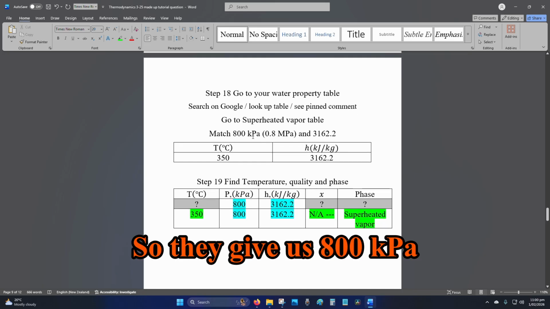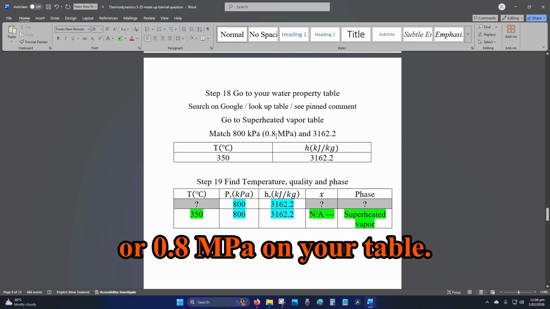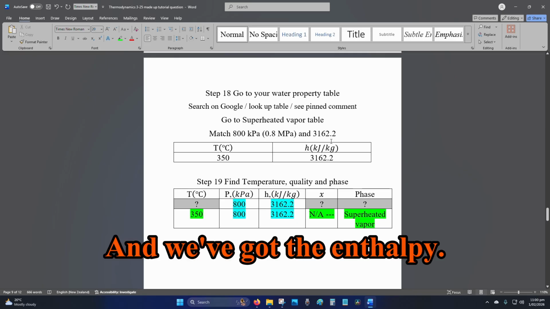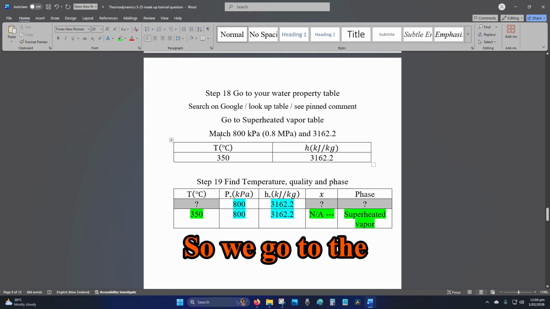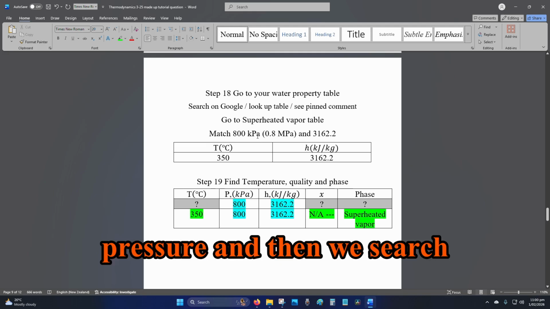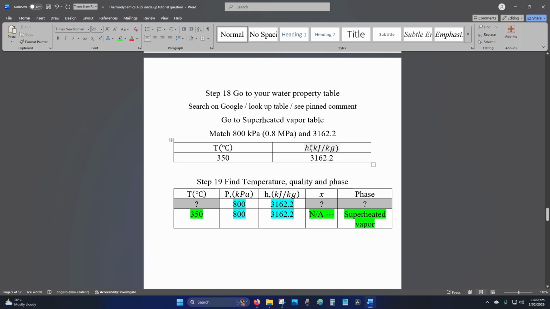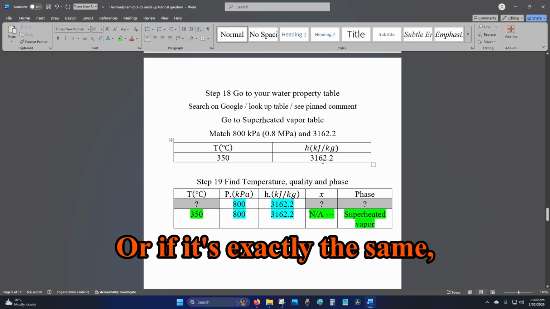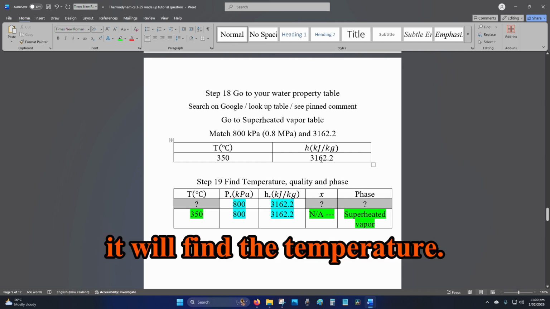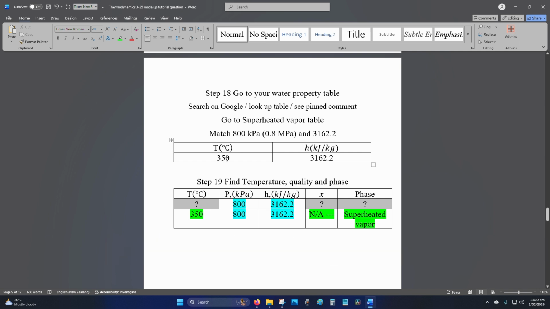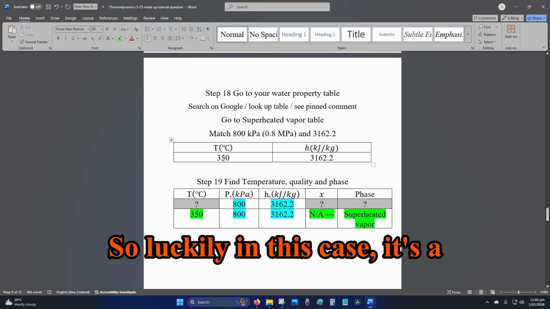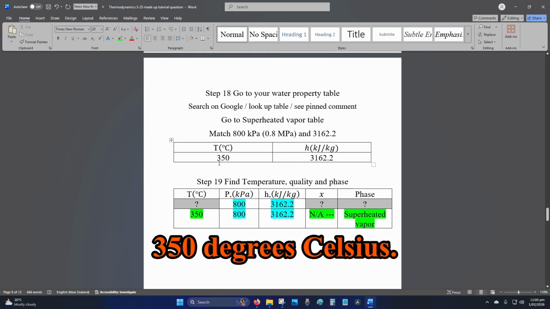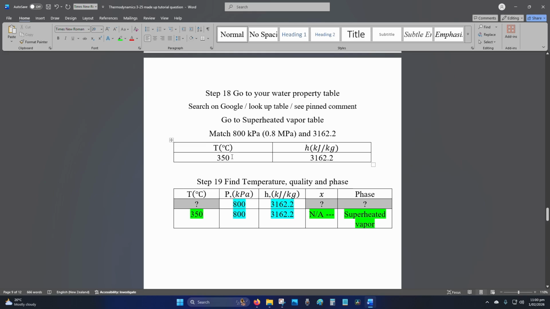So they give us 800 kPa or 0.8 MPa on your table. And we've got the enthalpy. So we go to the pressure and then we search until we find the correct enthalpy that is close to it, or if it's exactly the same, it will find the temperature. So luckily in this case it's a 1-to-1 exact match. So the temperature is 350 degrees Celsius.